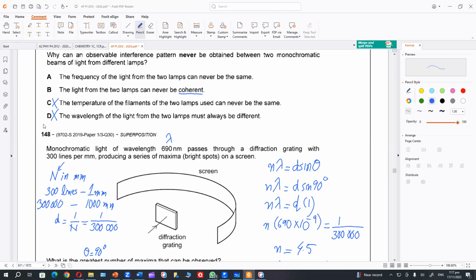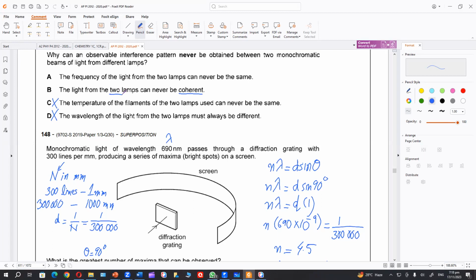Sad, how can it be B? Sir, it's because it says that it can never be coherent, when they can be coherent, sir, if they have the same frequency. Two lamps, Sad, two separate lamps. Nearly impossible. Two separate lamps.